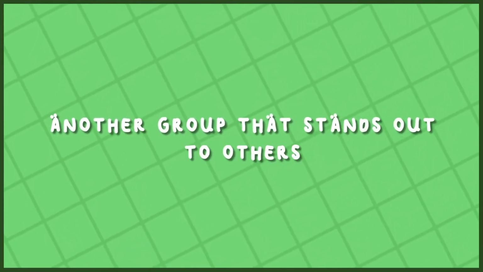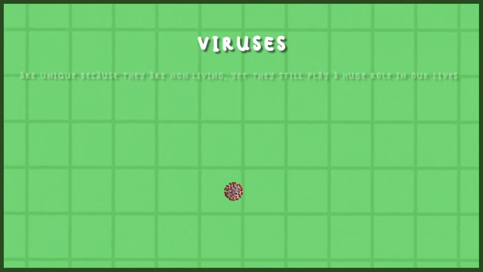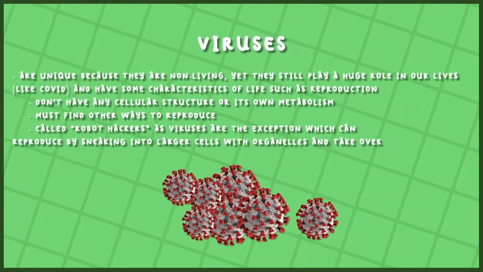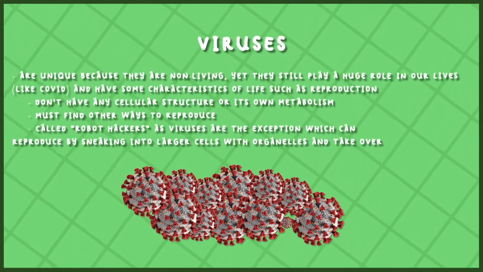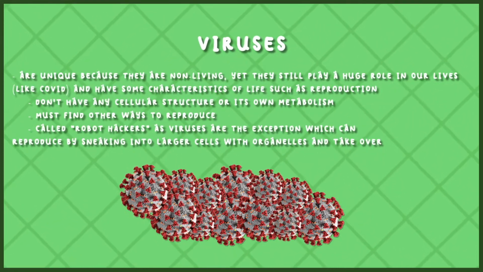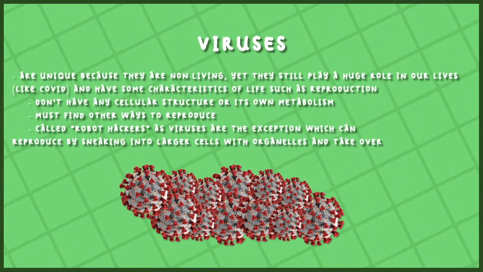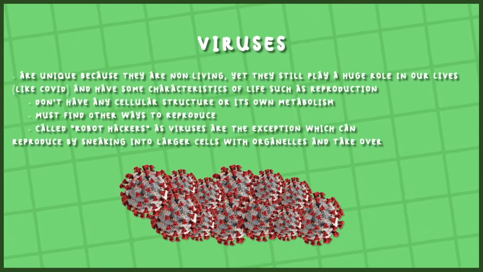Now, there's one other group that we haven't talked about because they differ from everything else, and these are called viruses. See, with viruses, something that makes them stand out is that they are non-living, yet they still play a huge role in our lives and have some characteristics of life, such as reproduction. Viruses don't have any cellular structure or their own metabolism, so they must find other ways to reproduce.